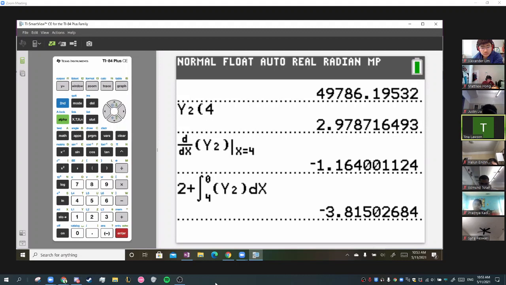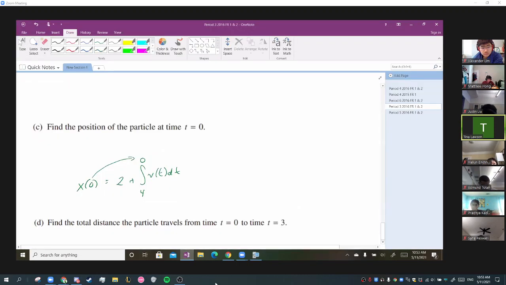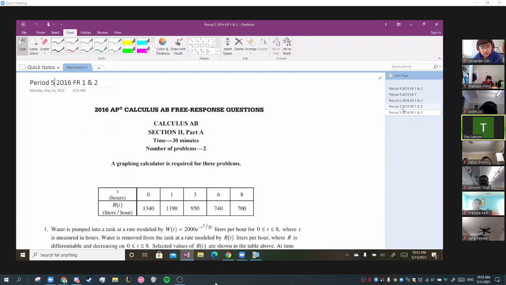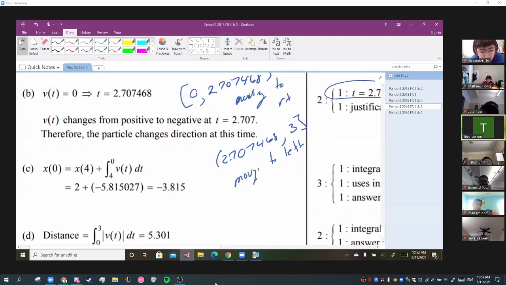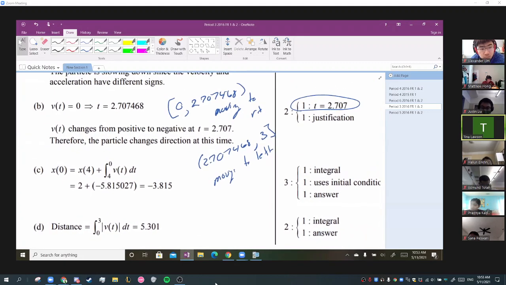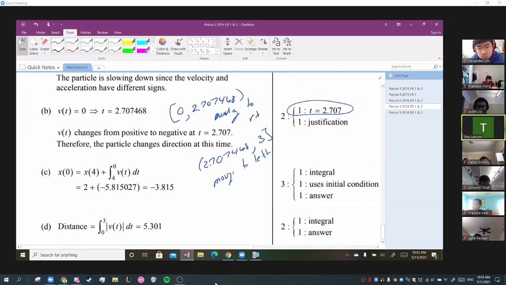Let me go back to this and see how they graded it here. There it is. Did I get the negative 3.81? Yeah, okay. I want to make sure I didn't type a 5 and a 4 or something weird. Notice you get 3 points for this. 1 for the integral, that means you understood you had to anti-derive velocity. 1 for realizing, oh, that's right, I have to tack on that initial condition. And then 1, of course, for the final answer. Is that all right?